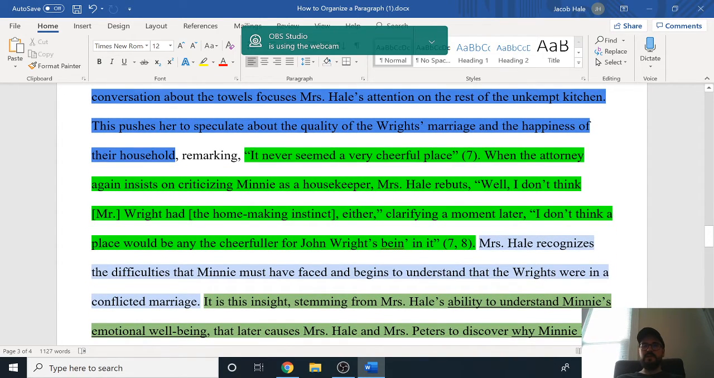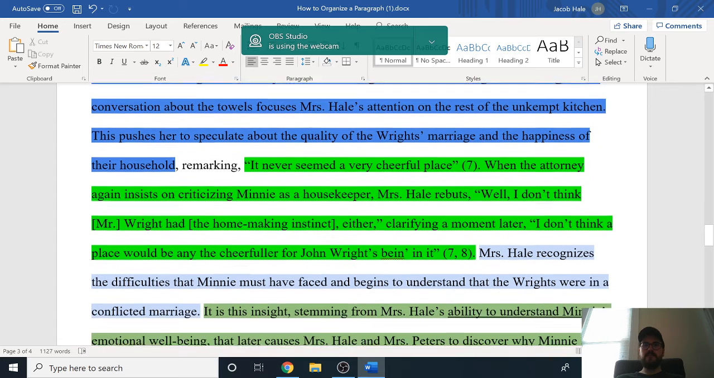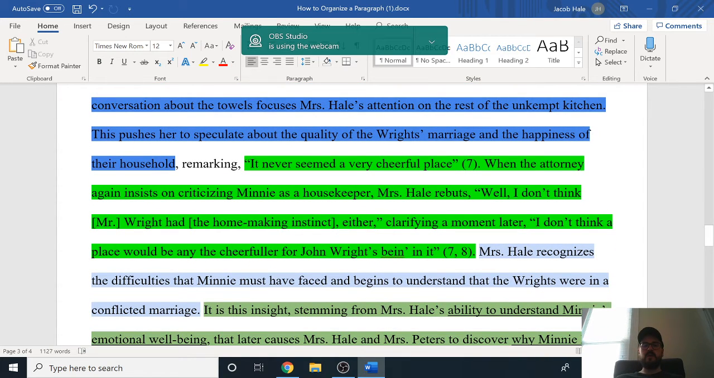Next, they provide us with an example that's going to back up their main idea. The writer says, and they're quoting, "It never seemed a very cheerful place." When the attorney again insists on criticizing Minnie as a housekeeper, Mrs. Hale rebuts, "Well, I don't think Mr. Wright had the homemaking instinct either," clarifying a moment later, "I don't think a place would be any the cheerfuller for John Wright's being in it." So that here is providing evidence to support this main idea. But the writer isn't letting these quotes stand on their own. They're going to analyze it for us.